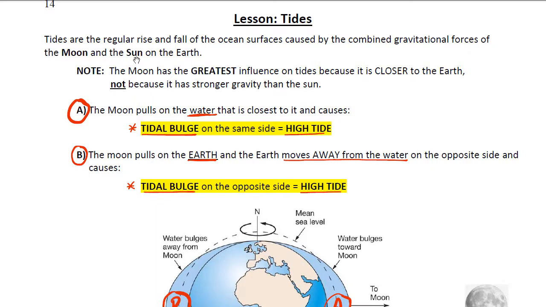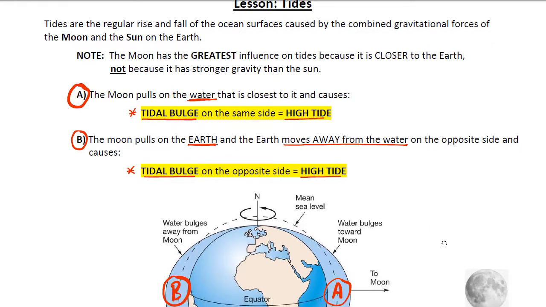Even though the sun is much larger and in general has a much greater gravity pull than the moon, because of the distance between both of these celestial objects and the Earth, the moon actually has the greatest influence simply because it is closer. The sun has a much stronger gravity, but it's so far away that that gravity pull does not compare to what the moon can do, which is nearby.